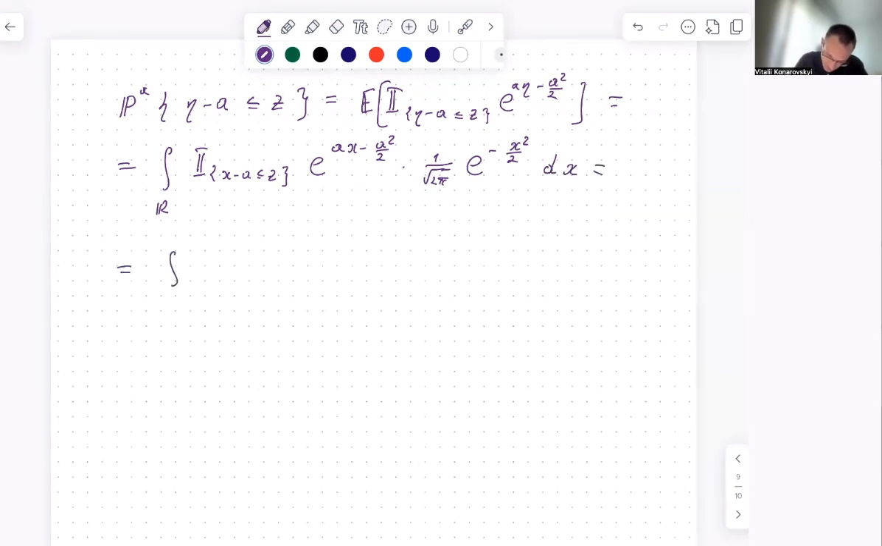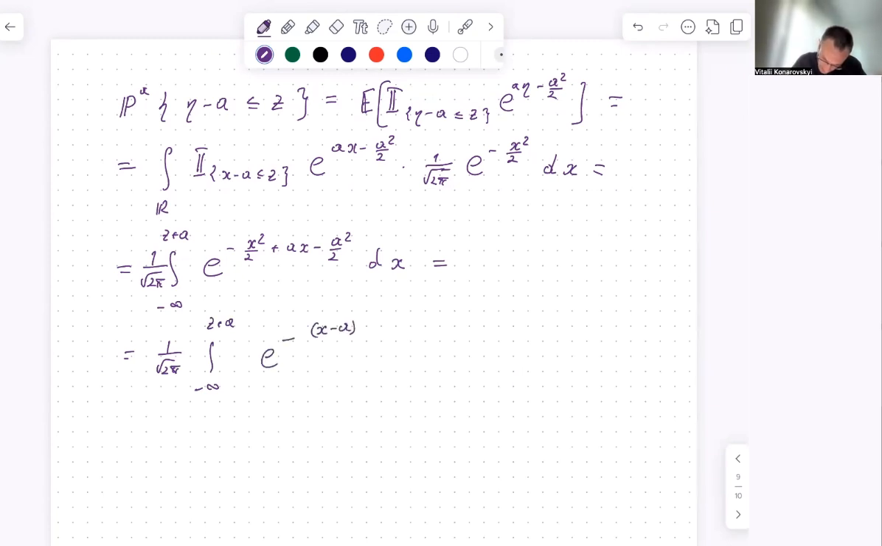This indicator gives you that you need to integrate x from minus infinity to z plus a, and then you will have that constant 1 over square root 2 pi that you can put outside, and inside you will have the following: minus x squared divided by 2 plus ax minus a squared divided by 2 dx, and then when you continue that, you have here z plus a e to the power minus x minus a squared divided by 2.